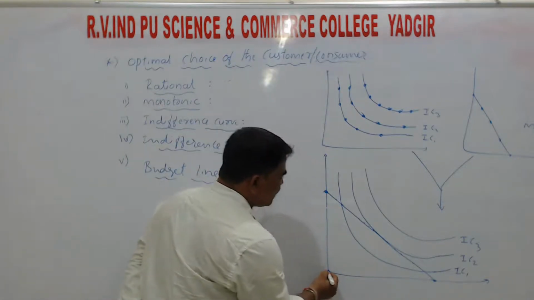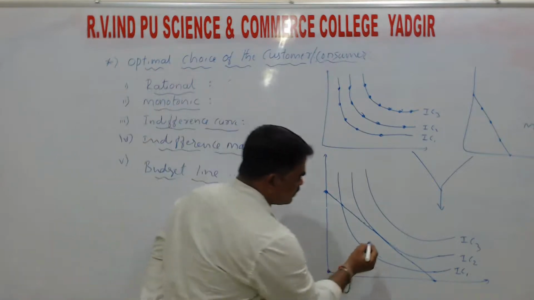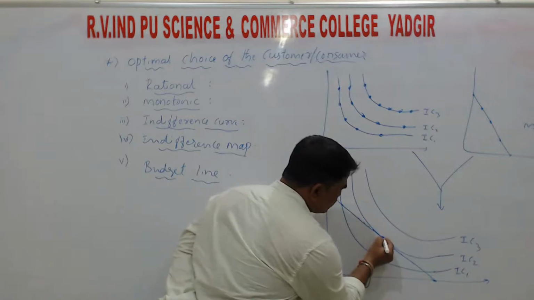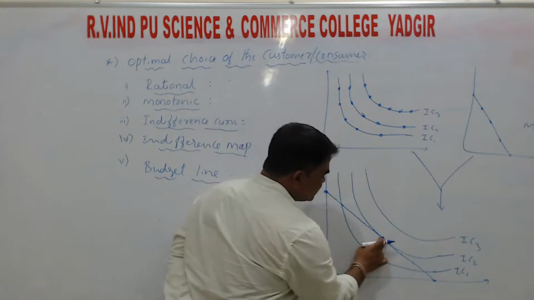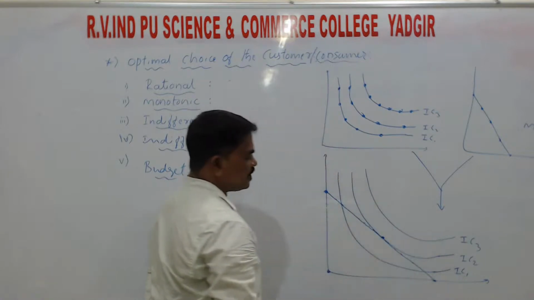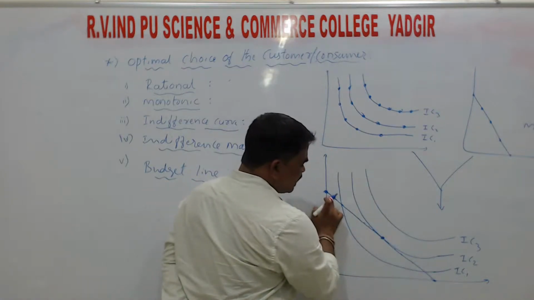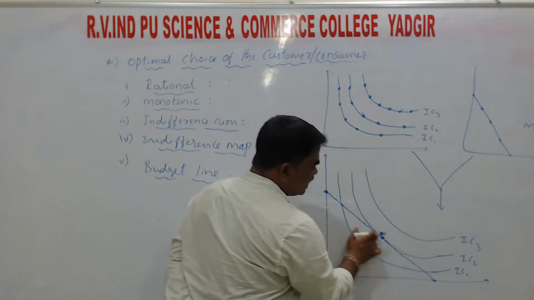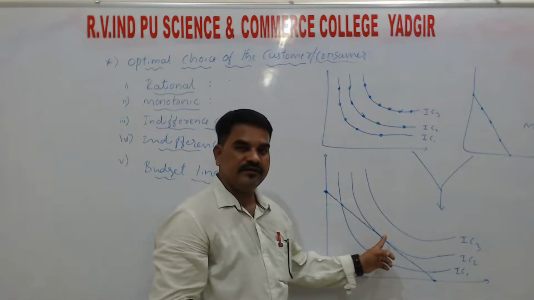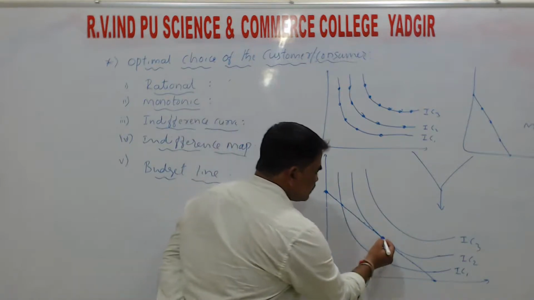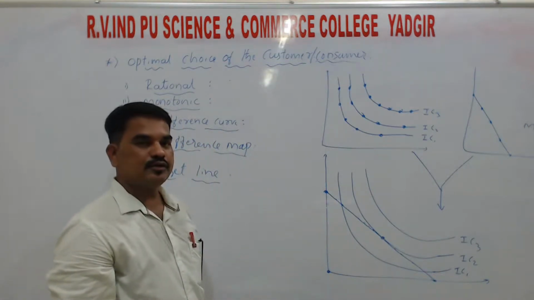So the concept here is that the consumer's optimal choice should be the bundle where the budget line is tangent to the indifference curve. The point where the budget line is just touching the indifference curve gives him the maximum satisfaction. So that is his optimal choice.